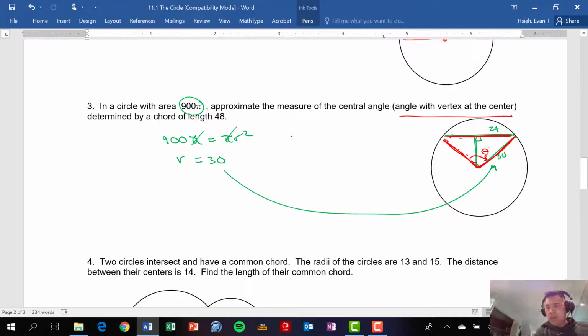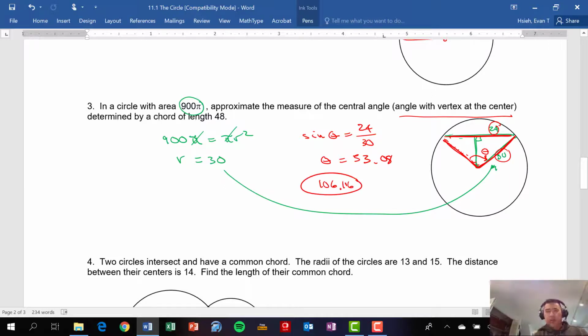And so I know this side and I know the hypotenuse. So it's going to be the sine again. So sine of theta is equal to 24, the opposite side, over the hypotenuse. Inverse sine both sides, you get theta is equal to 53.08, and then just double that. You get 106.16, and that's going to be your angle measure, the central angle.